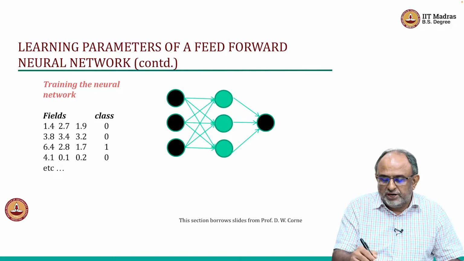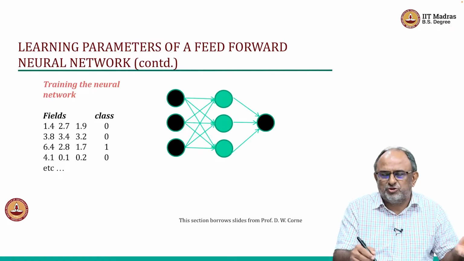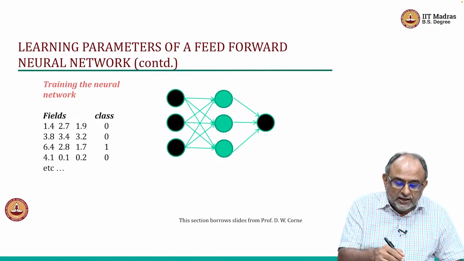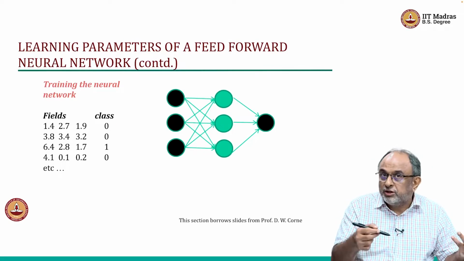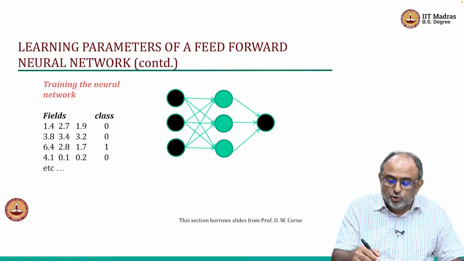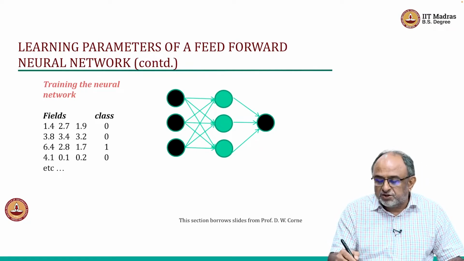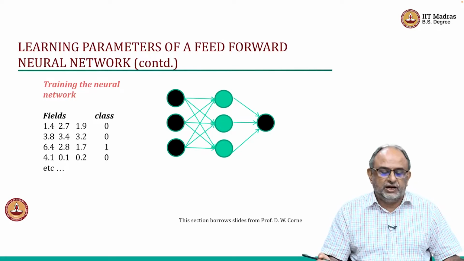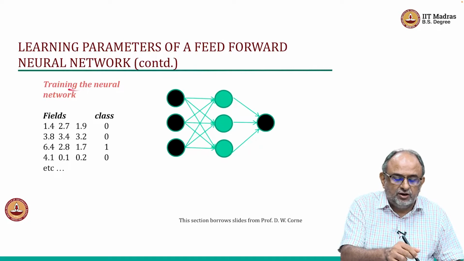If I put some random values for the weights here, I'll get some random value at the output, but it may not be close to 0. That means I am making errors. So I am going to use some method to adjust the weights such that the error keeps reducing. That is the basic idea of what is called training the neural network.